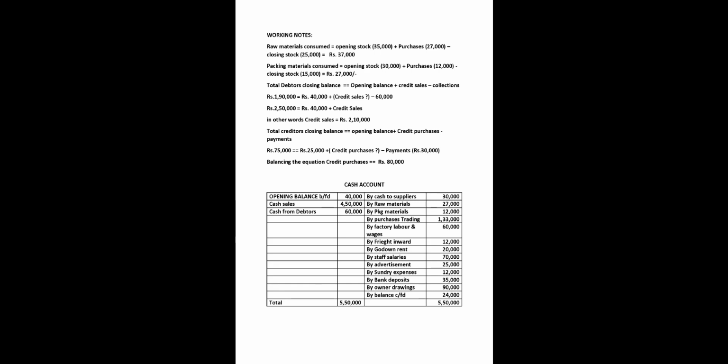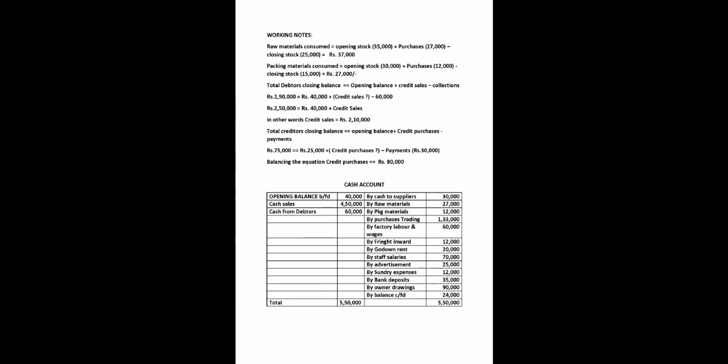And let us prepare the cash account and bank account to know other details that have taken place. Now the cash opening balance is taken as it is, 40,000, and raw materials 27,000, packing materials 12,000, trading goods purchased 1,33,000, factory labor and wages paid in cash 60,000, freight inward, godown rent, staff salaries, advertisement costs, sundry expenses, all paid in cash, have been recorded in the cash book. And then bank deposits. This is derived from the bank account. It is taken as 35,000, and the bank ledger account is also maintained, taking the opening balance and the payments made from the bank and also taking the closing balance. We arrive at the cash deposited in the bank during the year as 35,000.